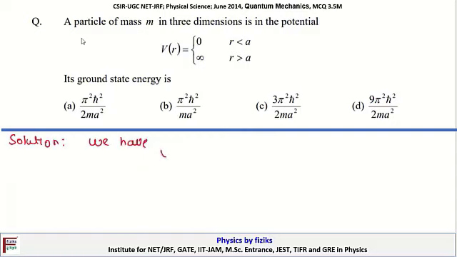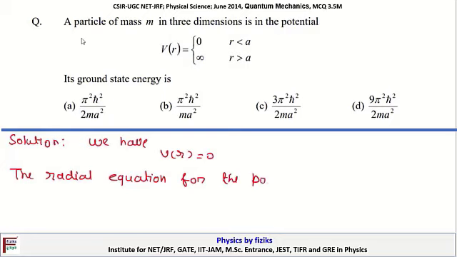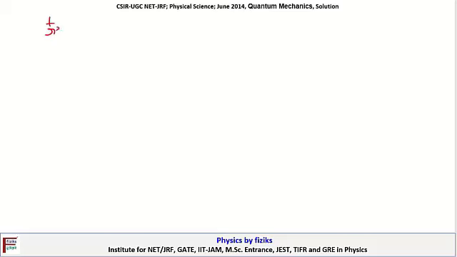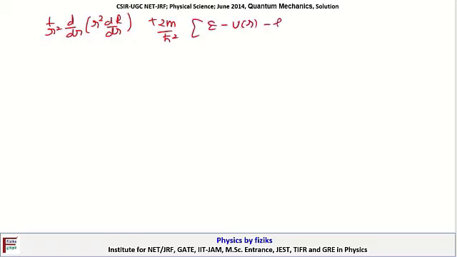We have V of r equals 0. The radial equation for the particle moving in a central potential is given by 1 by r² d/dr (r² dR/dr) plus 2m/ħ² (E minus V(r) minus l(l+1)ħ²/2mr²) R(r) equals 0.